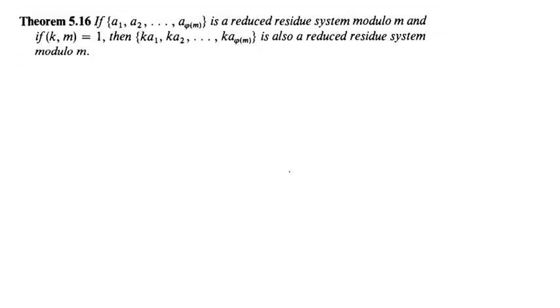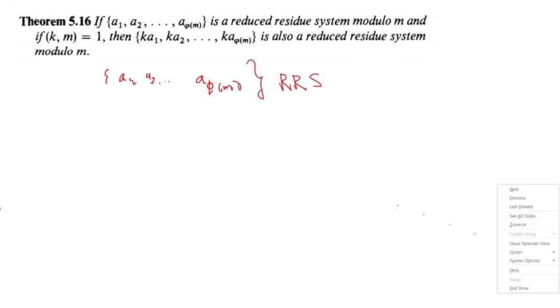If a1, a2, etc., a phi of m is a reduced residue system modulo m, and if GCD of k and m is 1, then set ka1, ka2, etc., ka phi of m is also a reduced residue system modulo m. So given that set a1, a2, etc., a phi of m is a reduced residue system modulo m, that means all these elements are incongruent modulo m and relatively prime to m.